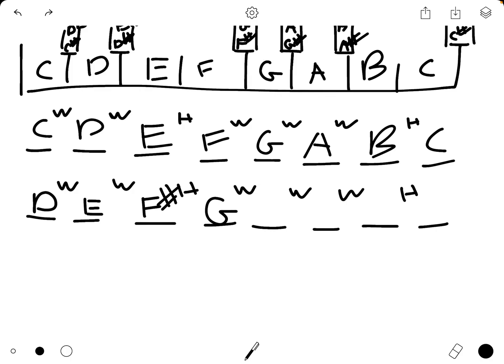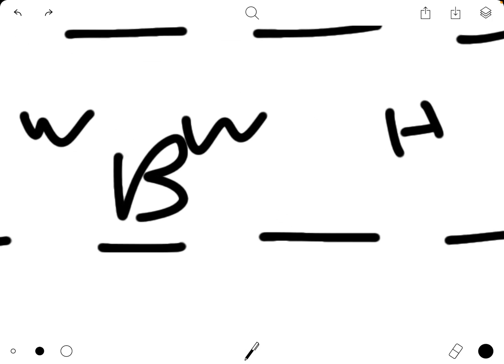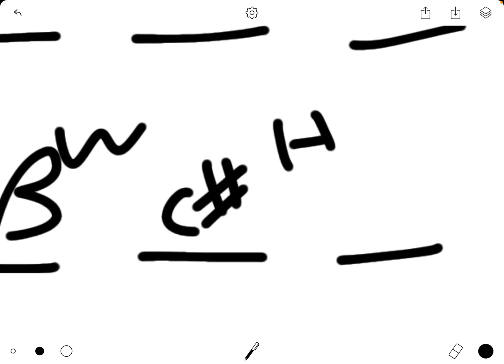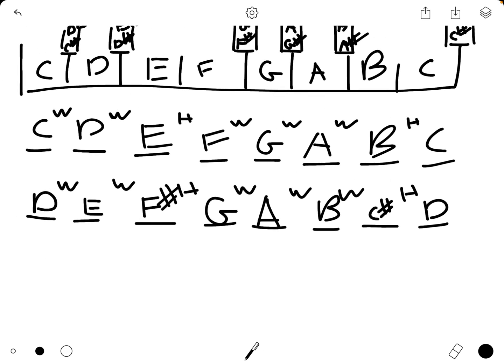Now a whole step above G is A. A whole step above A is B. A whole step above B, we have to skip over C to get up to C sharp or D flat, but we're going to write C sharp. And then we need to get a half step above C sharp, and a half step above C sharp is D, right there.